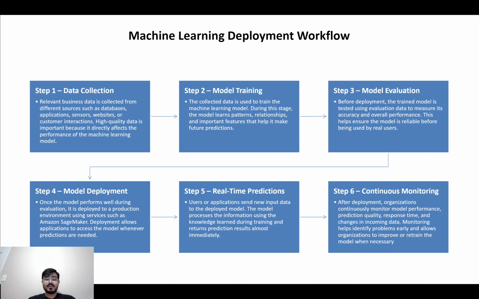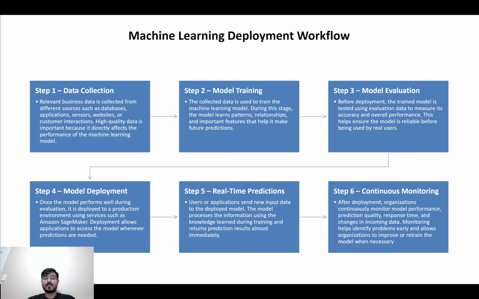So now that we understand what model deployment is and why it is important, let's look at how the complete deployment process works. Think of this workflow like following a recipe. When we cook food, we don't start with a final dish. We follow each step one by one. Machine learning works in a similar way. The first step is data collection. Every machine learning project starts with data because a model cannot learn without information.